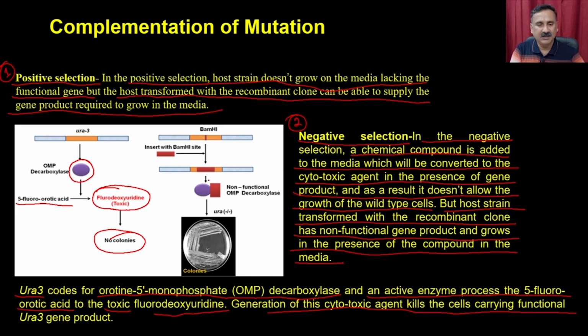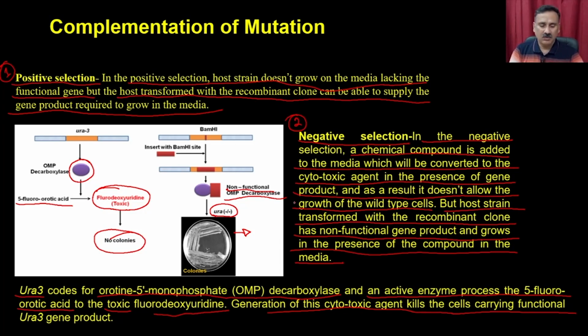Now, if you have done the insertional inactivation, you have produced a non-functional OMP decarboxylase. This non-functional OMP decarboxylase is not going to convert the 5-fluoroorotic acid to the toxic compound, and as a result it will allow the growth of these URA3 cells. So if you get colonies, this means the OMP decarboxylase is inactive. These methods are more popular in the prokaryotic system.